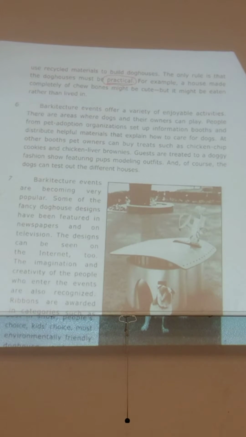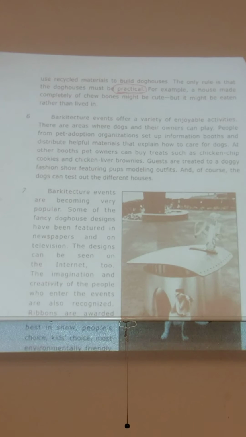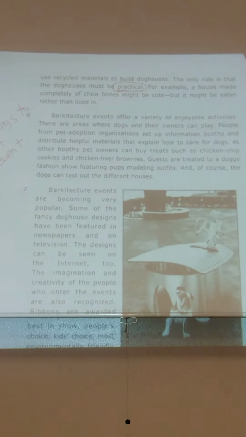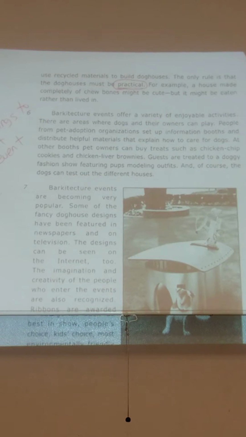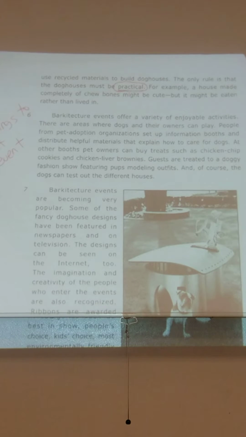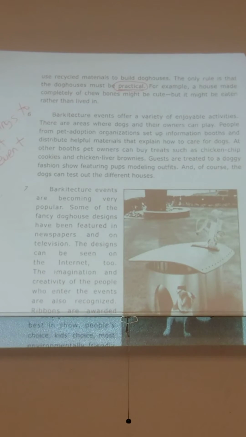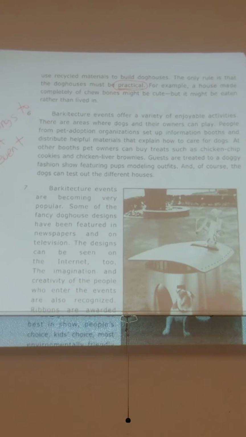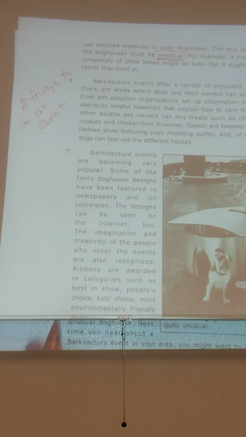So what is that whole thing telling us about? Like things you can do at the tournament. Good. Things you can do at the event. Not really a tournament because they're not competing for anything, just the event. So things to do at the event. So it's not just houses. They have adoption things set up. They have areas for the dogs and the owners to play. They have different houses, so maybe the dogs can try them out. They have different treats, so everything for dogs. Yes, Erin? Paragraph 2 has the bit underlined. Okay, we'll go back to it.